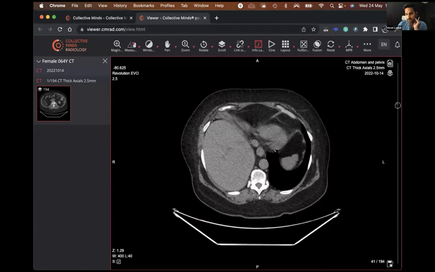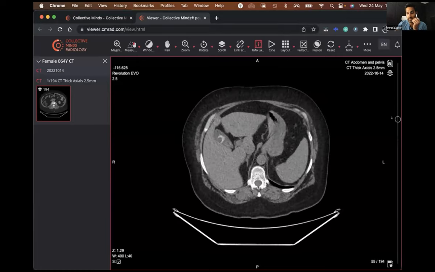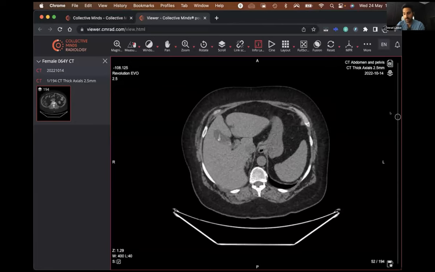Okay, so first up, what you want to do is try and see whether this is a contrast enhanced study or not. The way I do it is just have a look at the aorta and see how bright it is, especially compared to the bone. Now, if it's not as bright as the bone, then you're probably looking at a non-contrast study.